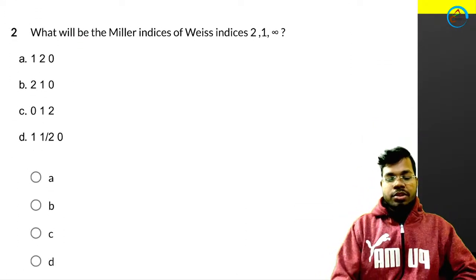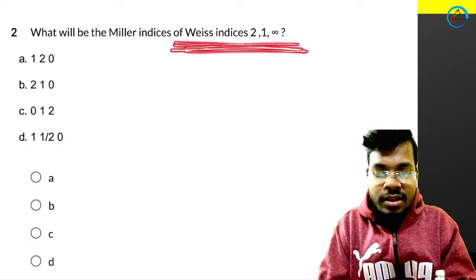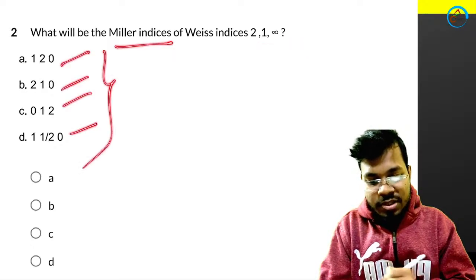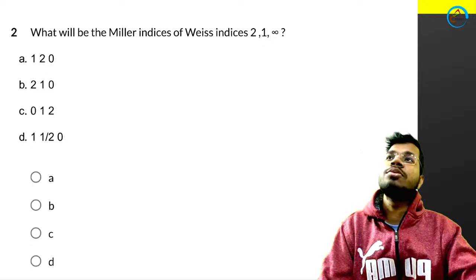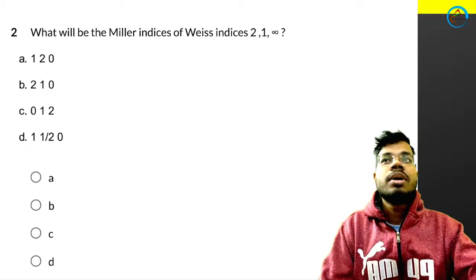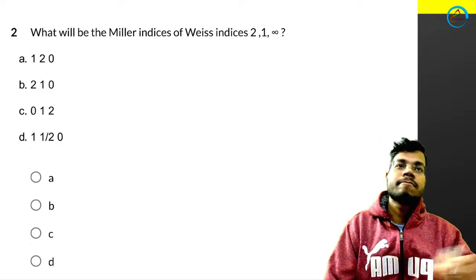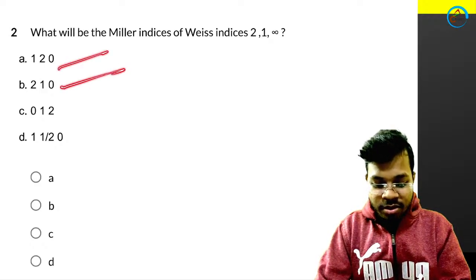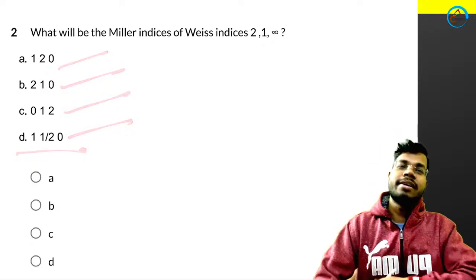Question number 2. Which will be the Miller indices of these indices? I have given you the Weiss indices and you have to get the Miller indices. You have 4 different options. Which one is the correct one? Anybody? Ten seconds. So 1 2 0, 2 1 0, 0 1 2, 1 1 by 2 0. Okay, 10 seconds more.